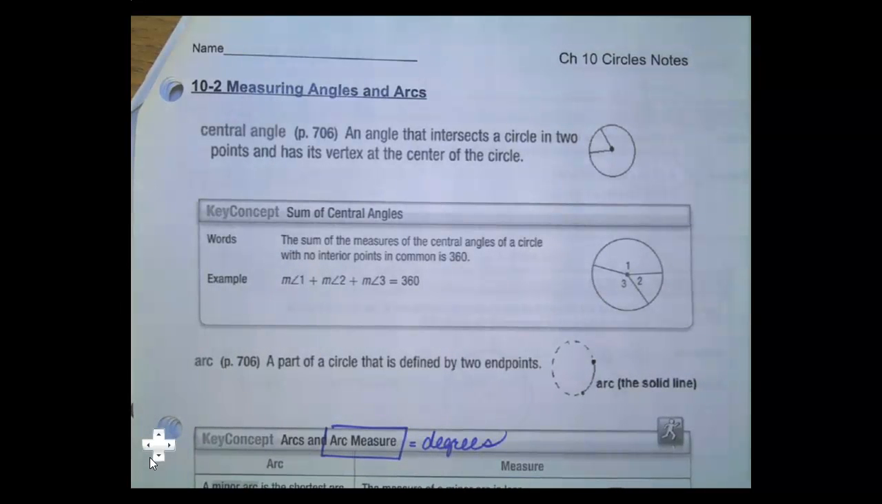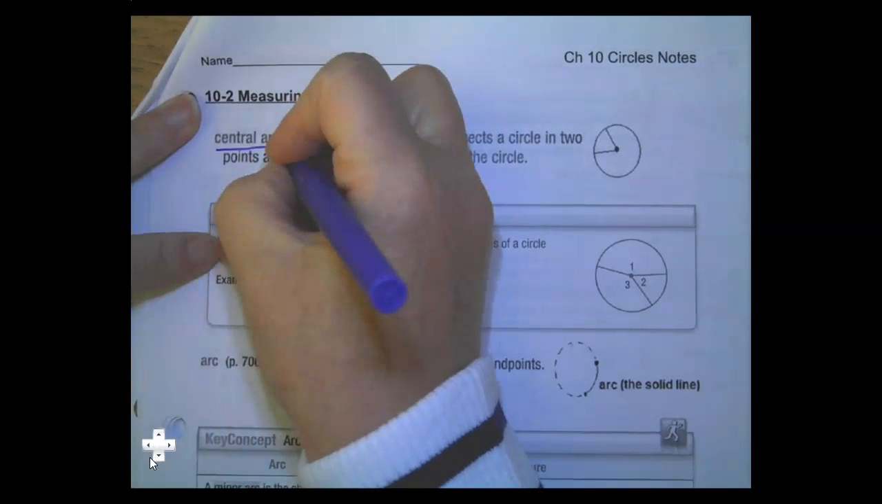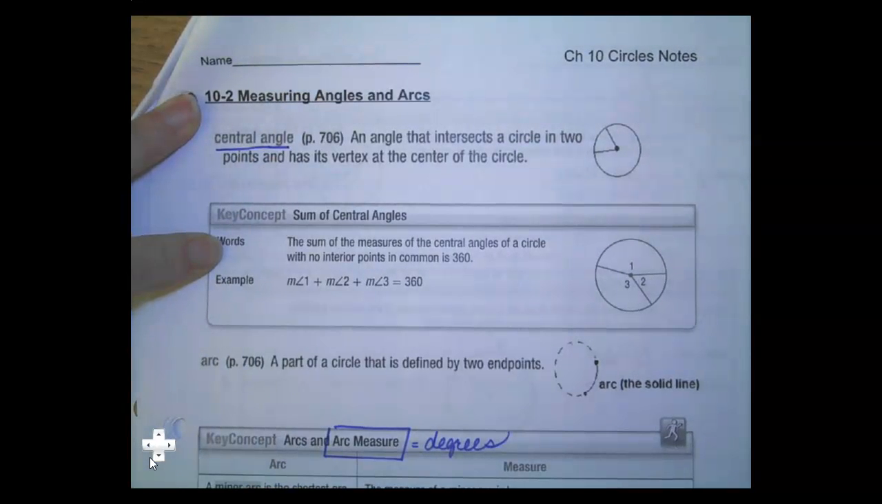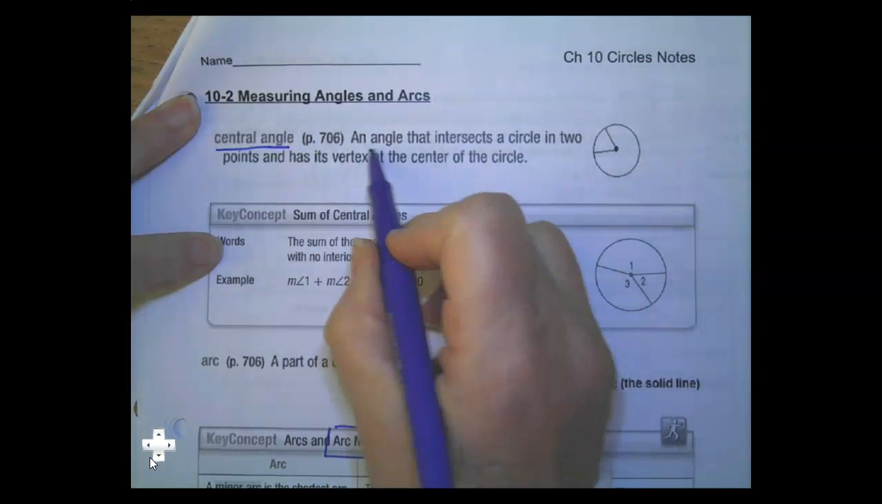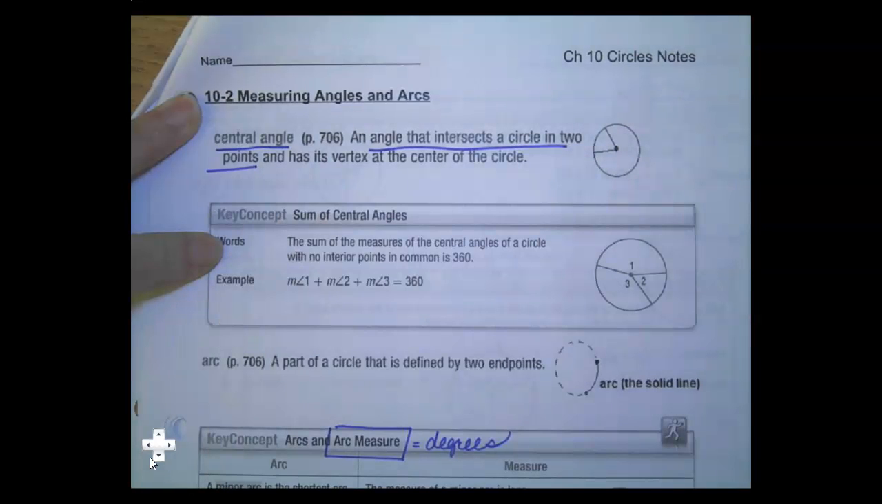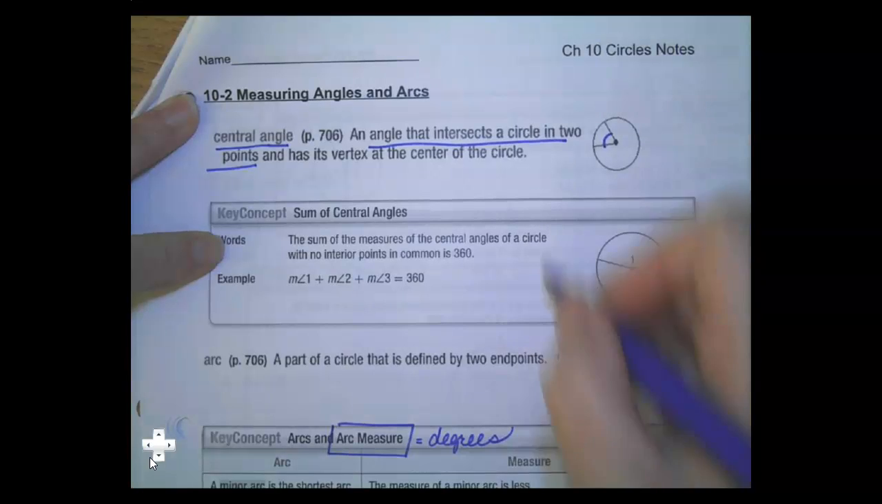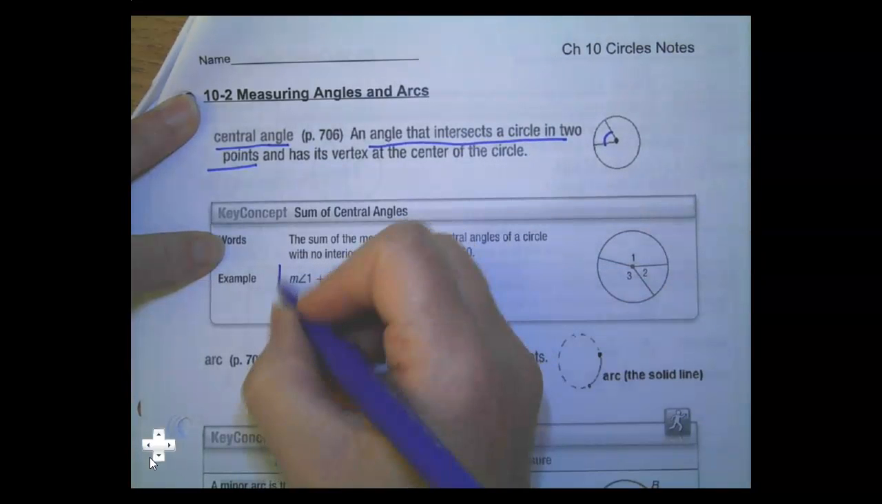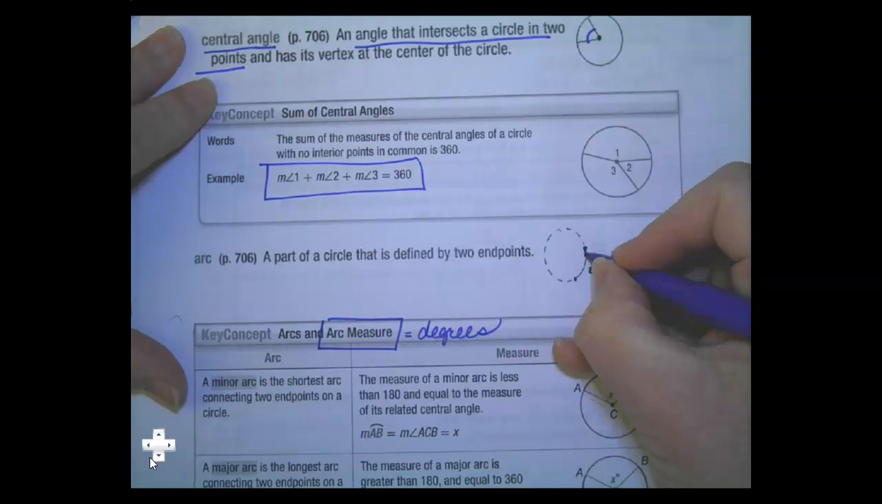All right, so now we're talking about a central angle. Makes sense, and if this gets cattywampus, I'm sorry. So here's a picture of an angle that intersects a circle in 2 points and has a vertex at the center. So basically, they're talking about that angle. Sum of the central angles: you know a circle is 360. So there you go. An arc is part of the outer edge.